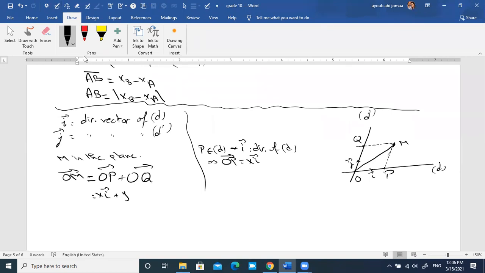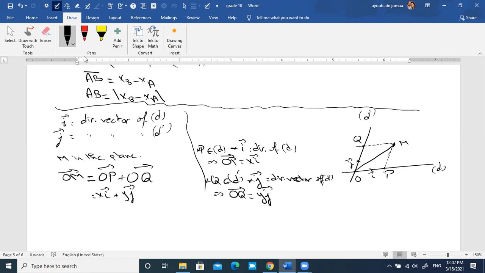Don't be surprised that we were working with x; the name is not important. Some constant times the direction vector. Here OQ is equal to some constant y times vector J, for the same reason: Q belongs to line D prime, and J is a direction vector of line D prime. Then OQ is equal to some constant y times vector J.